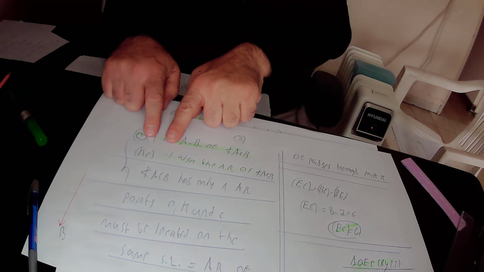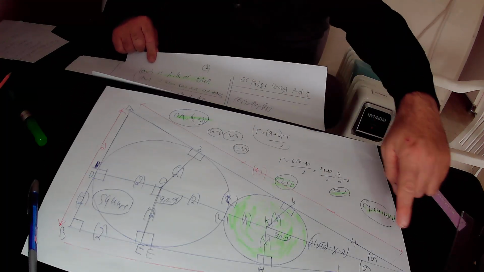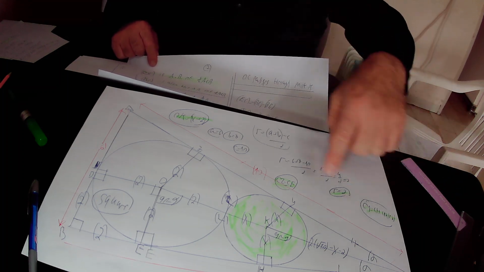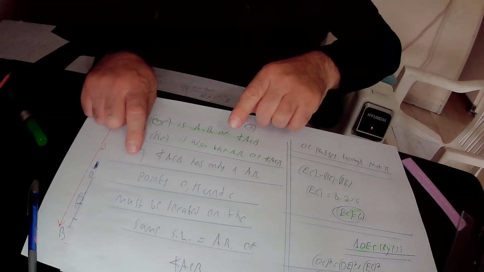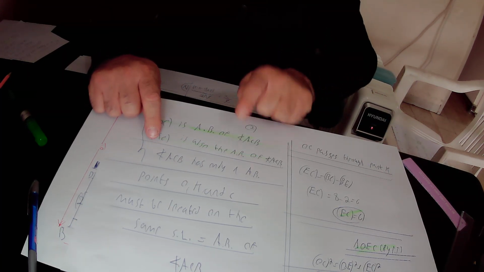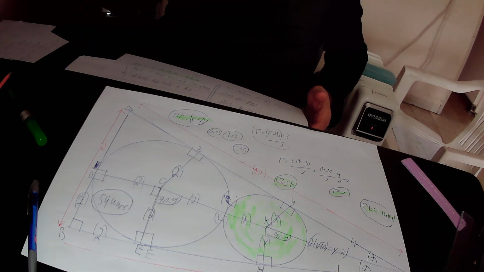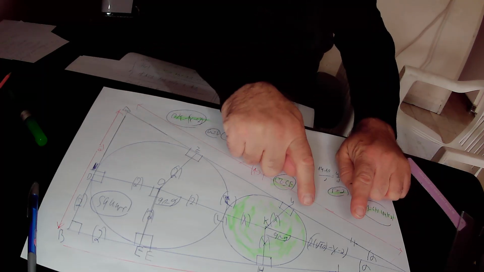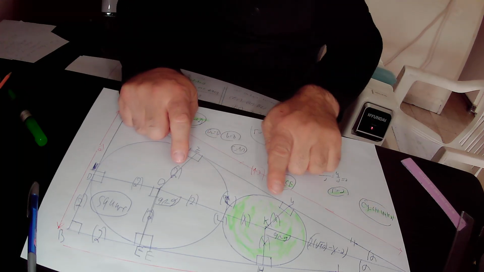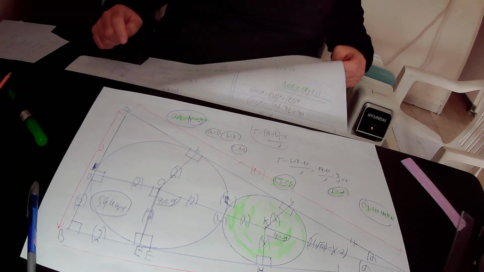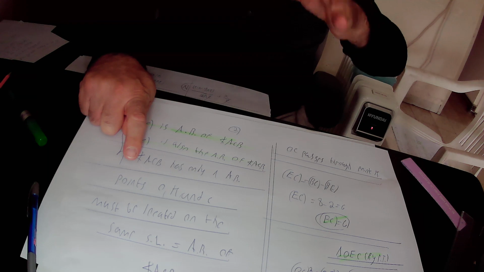But we only found out that KC is also an angle bisector of angle ACB. So OC and KC are both angle bisectors of angle ACB. But we know that angle ACB has only one angle bisector. So if OC and KC are both angle bisectors of angle ACB, it means that points O, K, and C must be located on one straight line.